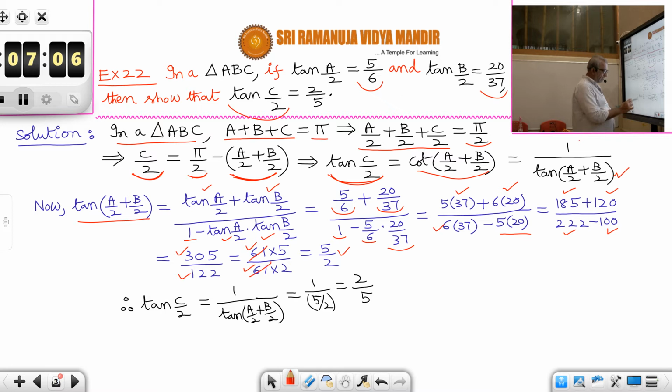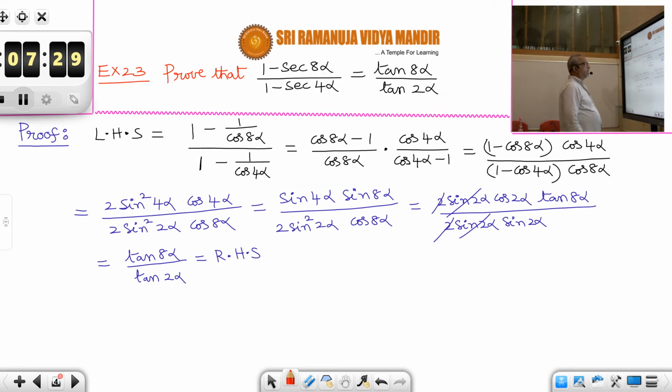But actually 5 by 2 is the value of what? Tan of A by 2 plus B by 2. But tan C by 2 is 1 by tan of A by 2 plus B by 2. So 1 by 5 by 2, so that is 2 by 5. So tan C by 2, we have proved that it is 2 by 5. That is what we have to do. Okay, let us see the next example, 23.